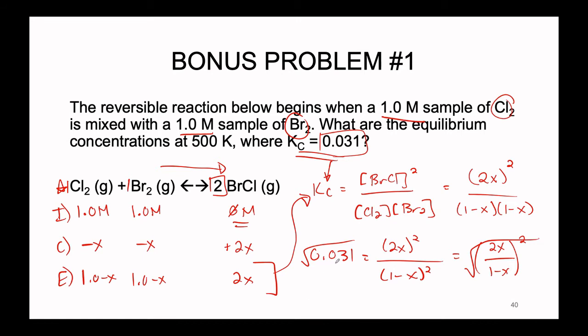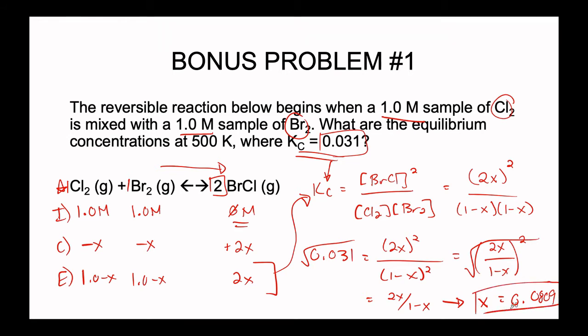The square root of 0.031 is equal to 2x divided by 1 minus x. And now we have a very simple way to algebraically rearrange and solve for x. And in fact, if we do so, we find that our x is equal to 0.0809.